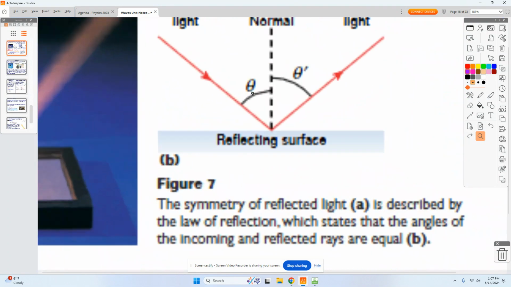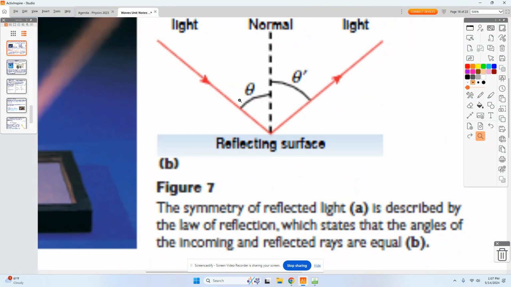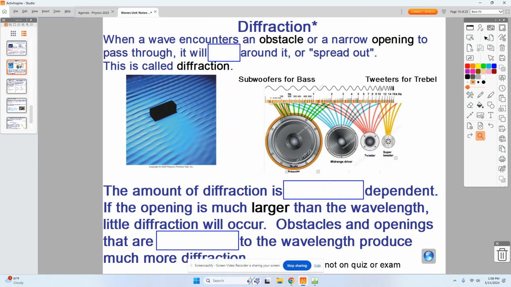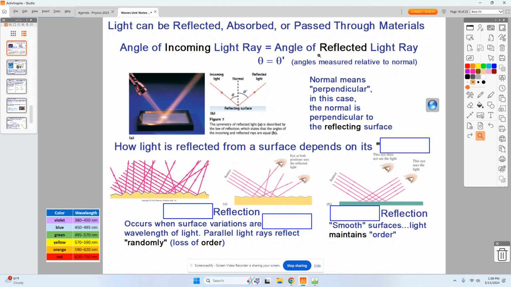So if I were to zoom in on this, we can see that that light ray coming in hits the surface at that point. It reflects at that angle. We would measure those things relative to the normal line, which is the perpendicular. The law basically says that the angle of incidence is equal to the angle of reflection. How it reflects depends largely on the surface texture. So we would say the kind of reflection that we see depends on how smooth that surface is.